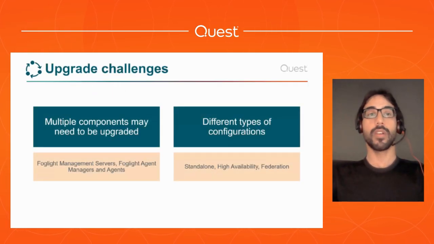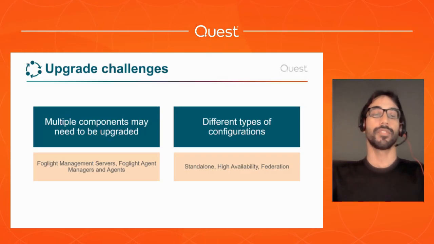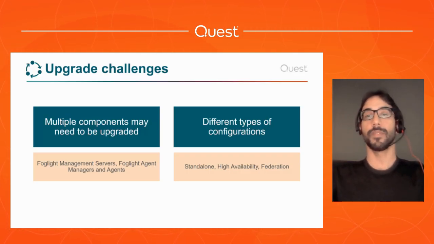All right, so now moving on with our next topic, let's talk about some of the challenges you would encounter during an upgrade. One would be that there are multiple components that may need to be upgraded at any given time. So a Foglight environment is generally a combination of multiple components. We can have core components such as the management servers and agent managers, and also the various cartridges for different agent types. Depending on the type of upgrade, you may need to upgrade multiple components together due to version requirements between them, or a single component can be upgraded as long as versions remain compatible.